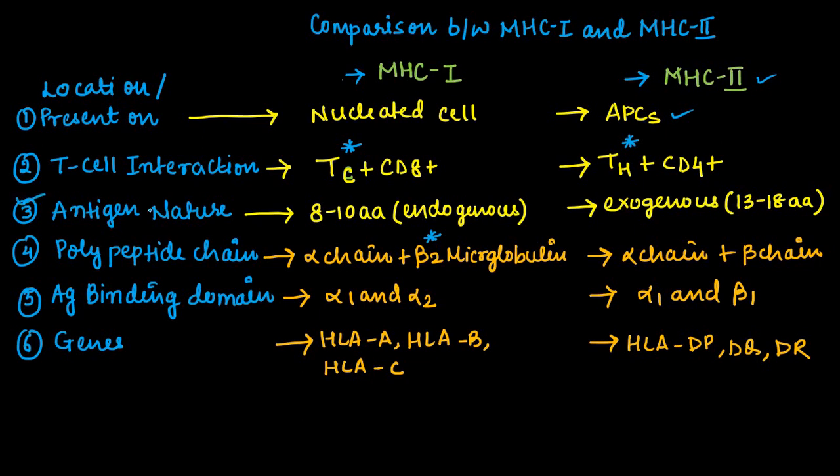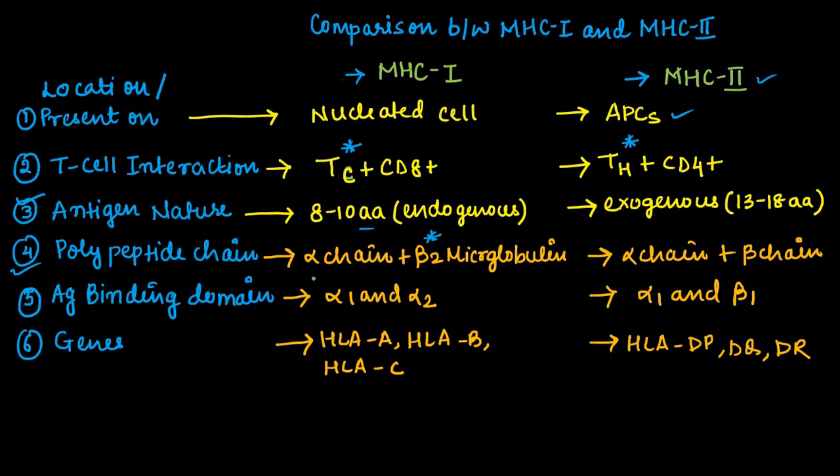If you are talking about the third point, that is the antigen nature. In the case of class 1 MHC molecule, it will have a size of 8 to 10 amino acids, and the antigen will be mainly from the endogenous source. It may be any kind of misfolded peptides. If you are talking about the class 2 MHC molecule, the antigen nature will be the exogenous one. That means it will be entering from the outside environment, and the sizes will vary from 13 to 18 amino acids.